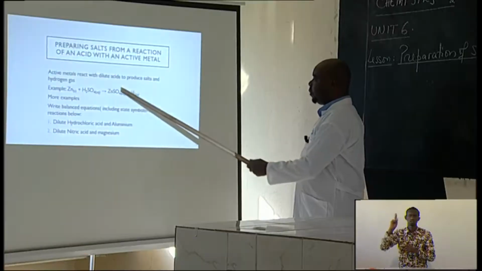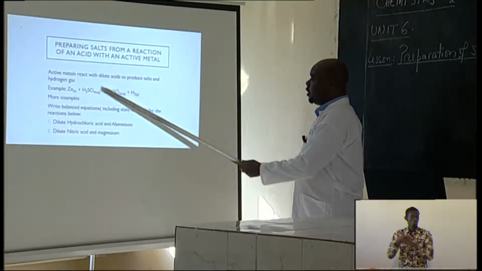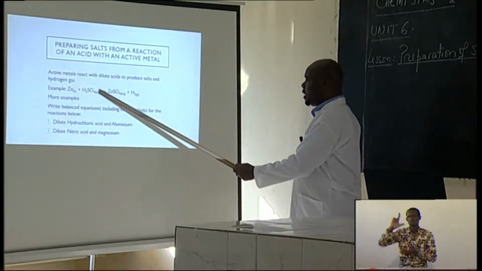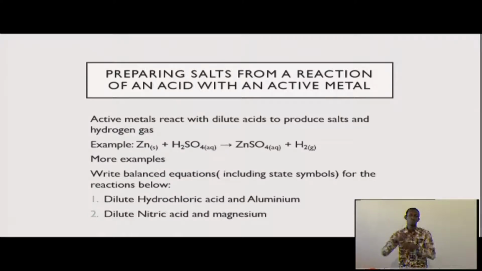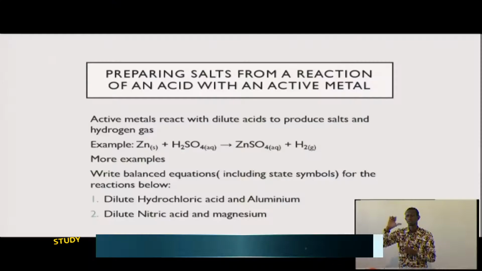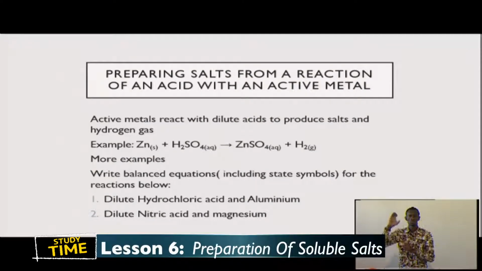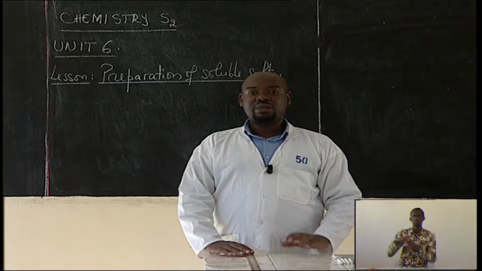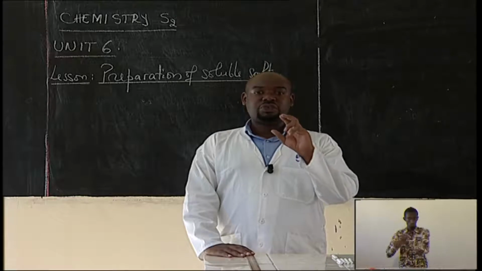From this example, the worked example we have here, you use a solid metal and a dilute acid to produce an aqueous salt and hydrogen gas. So you can refer to this one and try these two questions. You have 30 seconds for each equation.